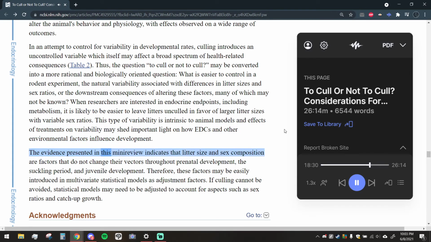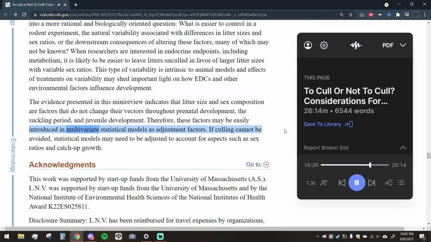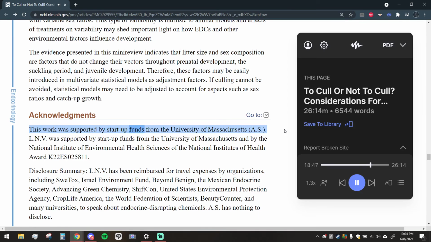The evidence presented in this mini-review indicates that litter size and sex composition are factors that do not change their vectors throughout prenatal development, the suckling period, and juvenile development. Therefore, these factors may be easily introduced in multivariate statistical models as adjustment factors. If culling cannot be avoided, statistical models may need to be adjusted to account for aspects such as sex ratios and catch-up growth.